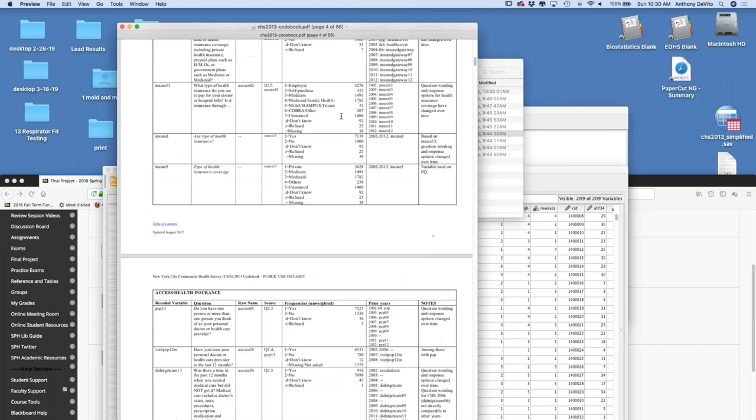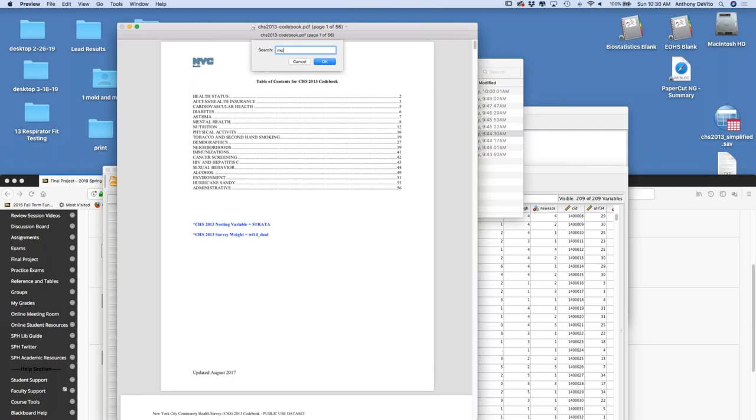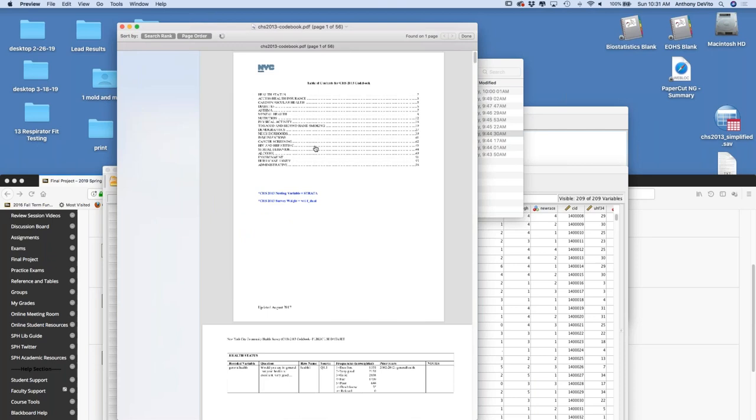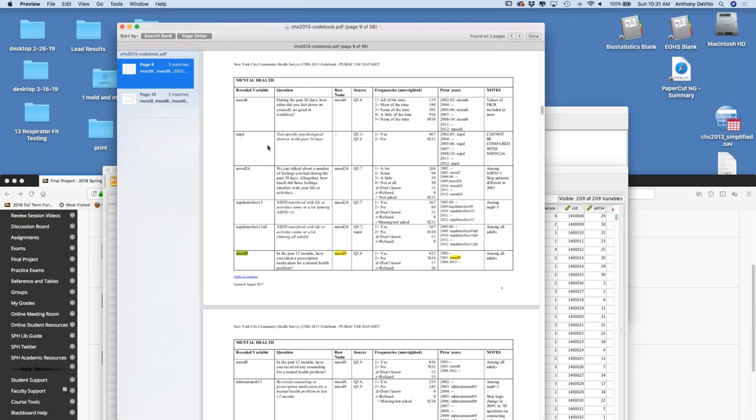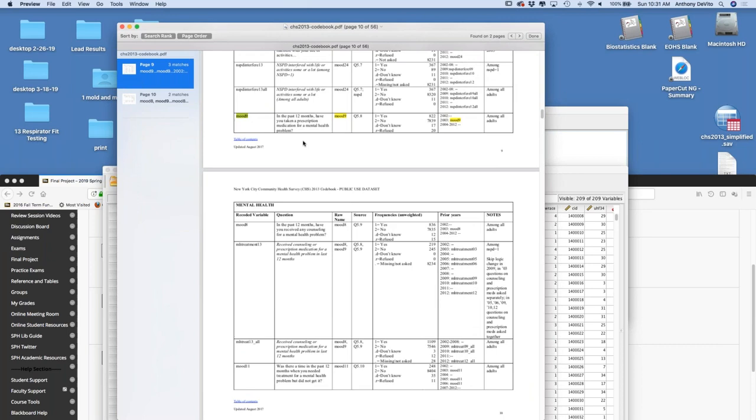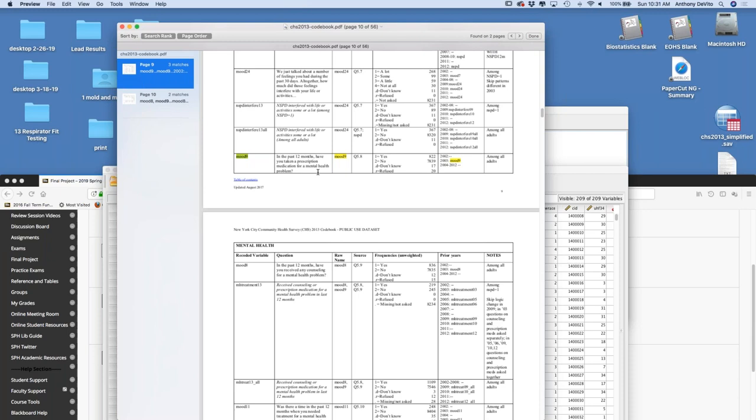since I have this open, I can search it. I'm going to press Command F and search for MOOD9, the variable name. You could just spin through the whole thing if you wanted to, but it's quicker to do it this way. Let's see what MOOD9 is. Here it is. MOOD9: have you taken prescription medication for mental problem? The answer 1 is yes. Now, SPSS is going to ignore these two other ones with the dots in front of them, so you don't have to worry about them.